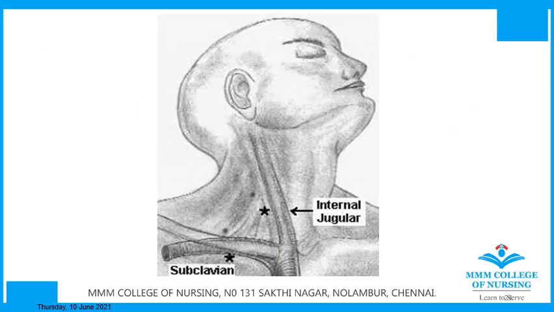So this serves a purpose. This is the subclavian vein, just below the shoulder girdle, and here it serves the internal jugular, that is around the neck. So this is the ideal point to insert the catheter.